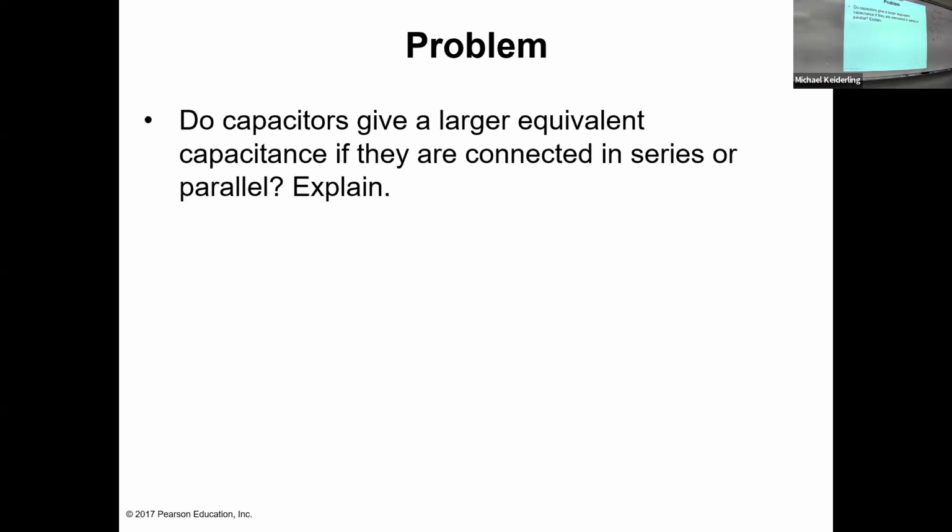So when you do series, you get a smaller capacitance. When you do parallel, you get a bigger capacitance. Same with resistors, except the other way around. Resistors, when you do series, you get a bigger resistance. When you do parallel, you get a smaller resistance. So if I had 10 capacitors that were 10 microfarads, if I put them in parallel, I can get 100 microfarads. If I put them in series, that would be 1 microfarad.